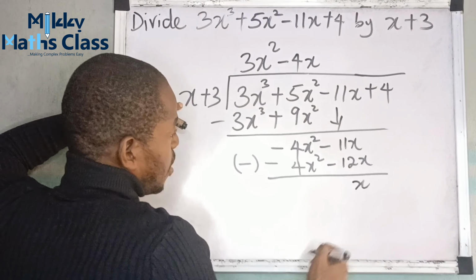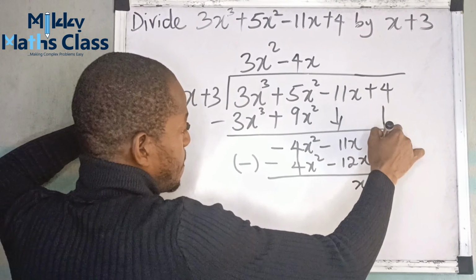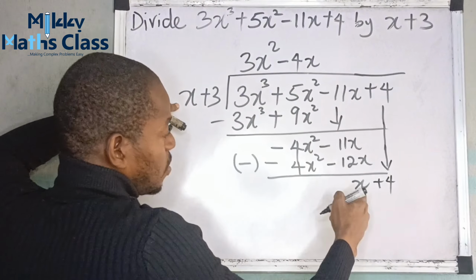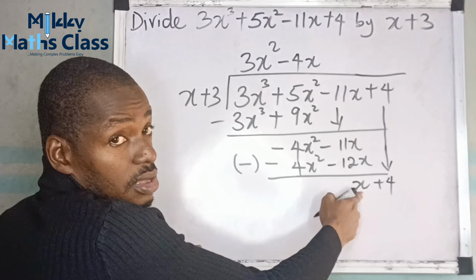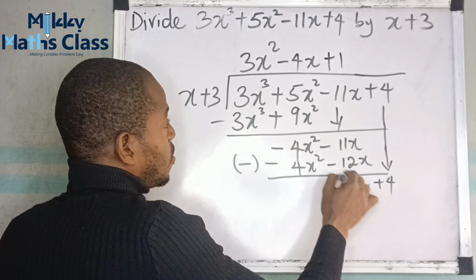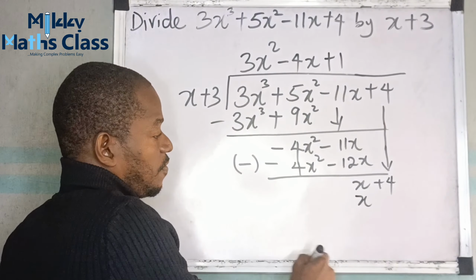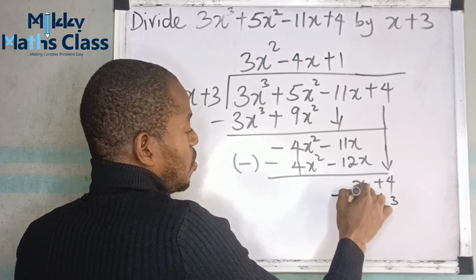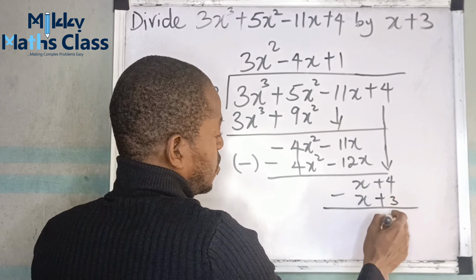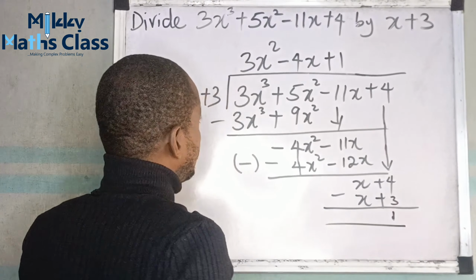So let's go. Of course, bring down your 4 to this place. That's positive 4. Now x in x, that's 1. We'll put it here, positive 1. 1 times x, that's x. 1 times positive 3, that's positive 3. We'll subtract 4 minus positive 3, that will give us 1.